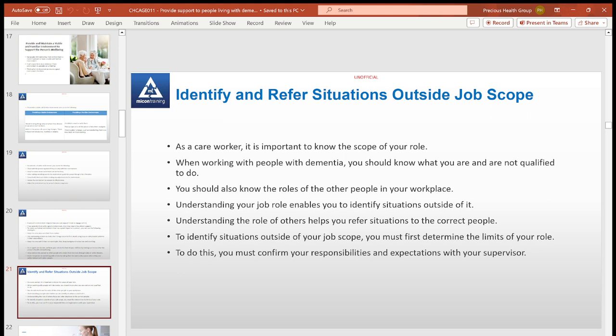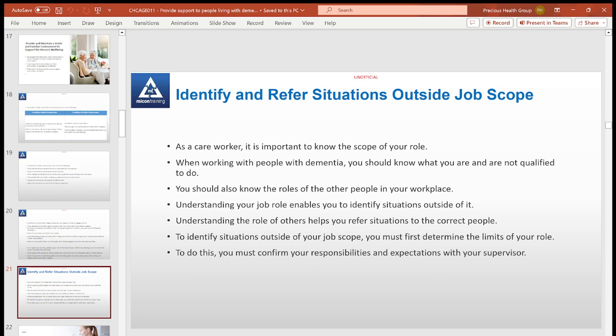The next thing we are going to be talking about is identifying and referring situations outside our job scope. It is very, very important for us to know what our limits are, and whatever is out of our limits, out of our job expectation, we should not do. So when working with people with dementia, you should know what you are and what you are not qualified to do. You should know your roles and responsibilities towards the people you're working with, and who you can rely on to give you the right information and direction.